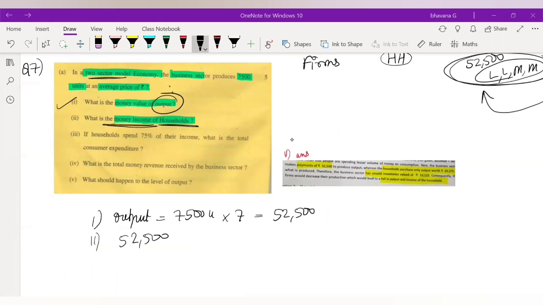Yes. Do you guys have any doubt in that? Yes, rent, wages and everything is going to get included. Okay, that I've told in men. Do you guys have any doubt in what is the money income of households? I hope you don't have. If you have, you can ask me.